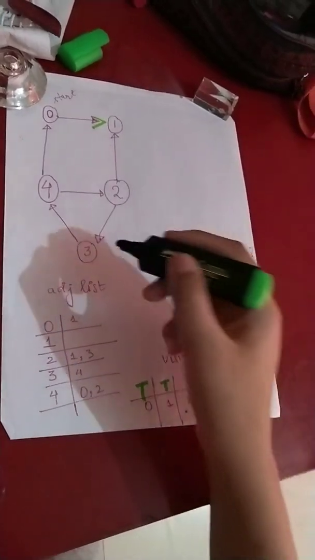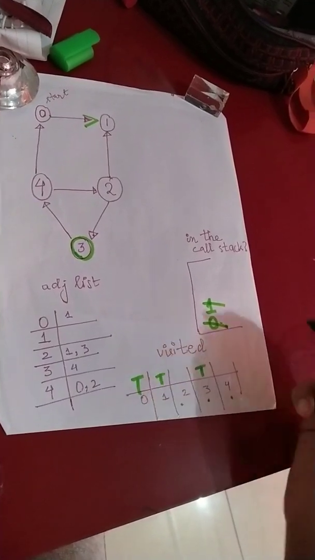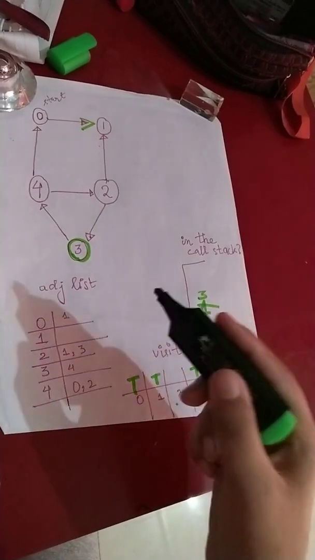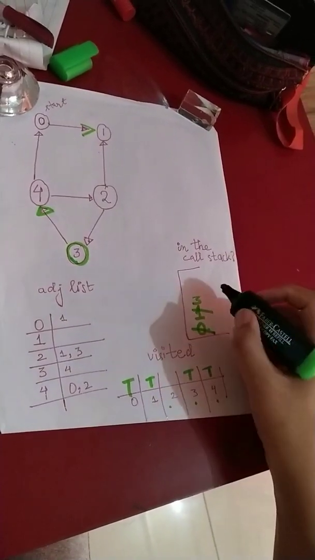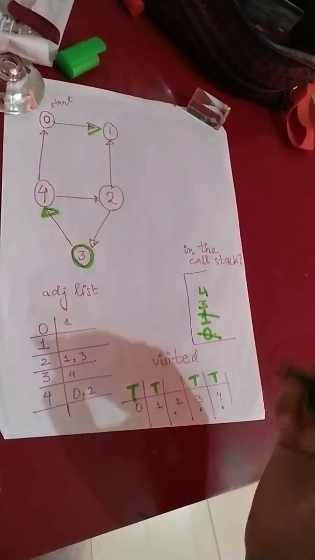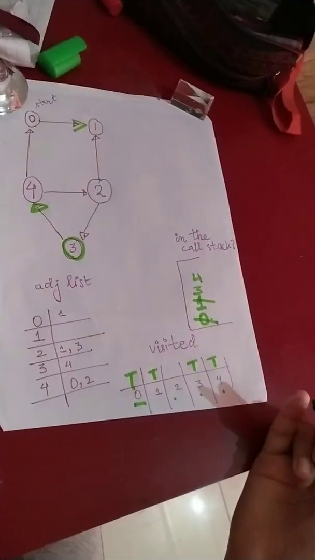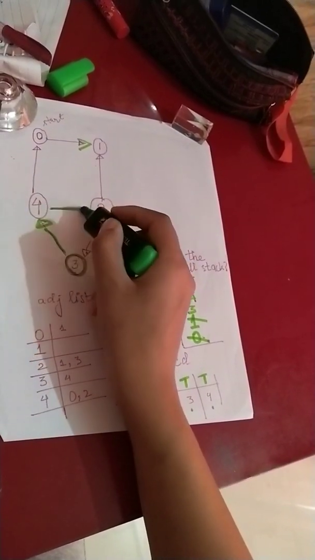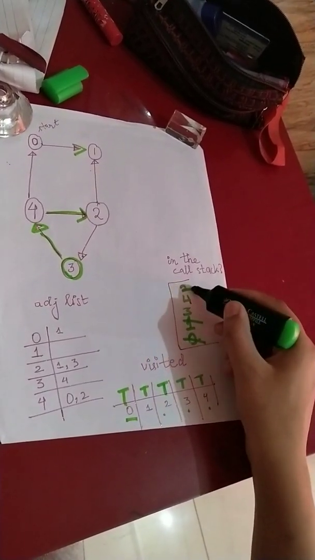Suppose we start with 3 now. Now I'm starting from 3, so I have to mark 3 as visited and put it in my call stack. From 3, there is only one way to go and that is 4. So I go to 4, I mark 4 as visited and I put it in the call stack. From 4, I can go to 0, but 0 has been already visited, so no need to explore it again because we have already explored it. The other way to go from 4 is towards 2. So now I'll go towards 2, mark 2 as visited and put it in the call stack.